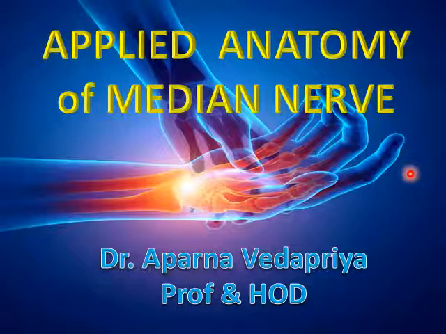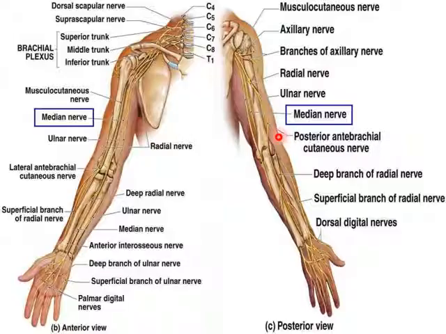We'll now see the applied anatomy of the median nerve. As we all know by now, the median nerve is formed by the lateral root and the medial root of the median nerve, which are the branches of the lateral cord and medial cord of the brachial plexus. So this median nerve is formed in front of the third part of the axillary artery in the axilla, and then continues on to the flexor compartment of the arm.